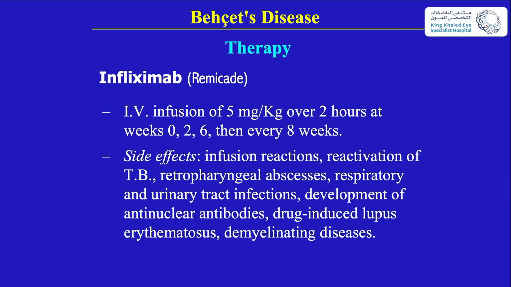It's given by intravenous infusion, 5 milligram per kg body weight, over 2 hours, and we start at week 0. Then at 2 weeks, we add another dose, a loading dose, and then after 4 weeks, we add the third dose. And usually, if the disease was active, we give it every 6 weeks, not 8 weeks.